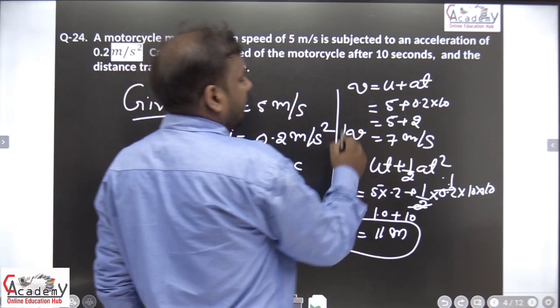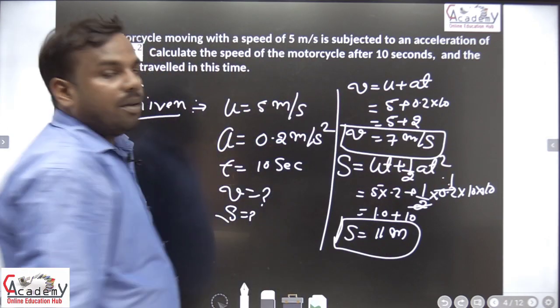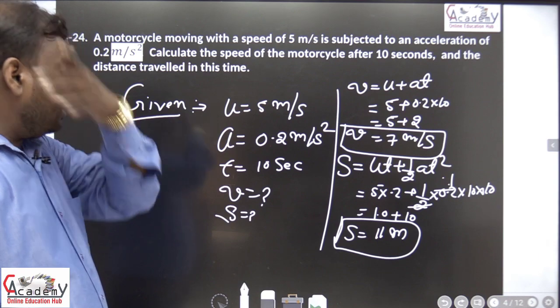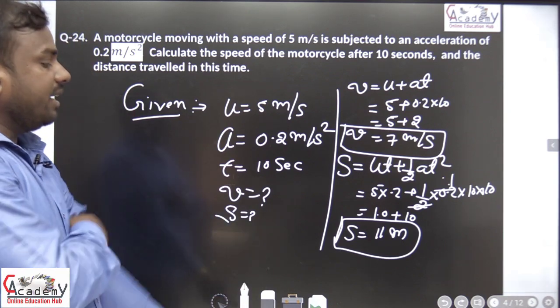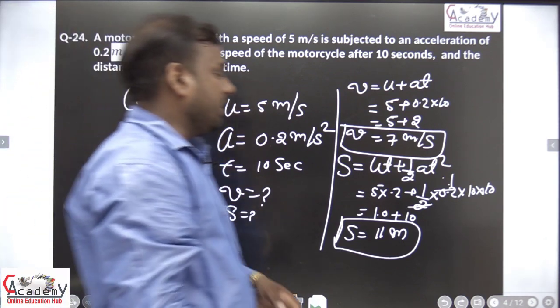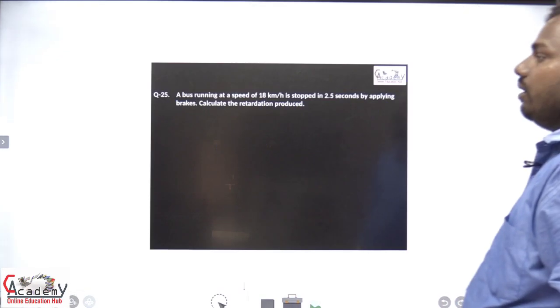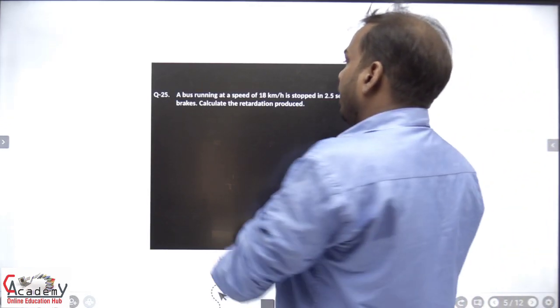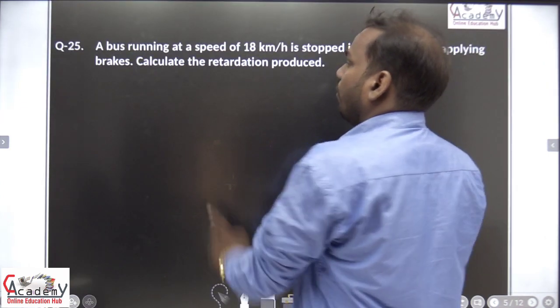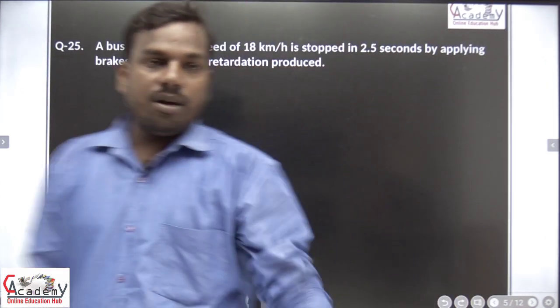Okay, what is the final velocity? 7 meter per second, and the distance covered by the motorcycle is 11 meter. Is that clear? Okay. Now the next question. Next question is question number 25.